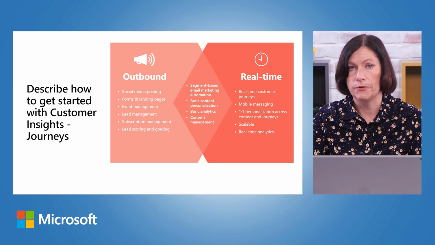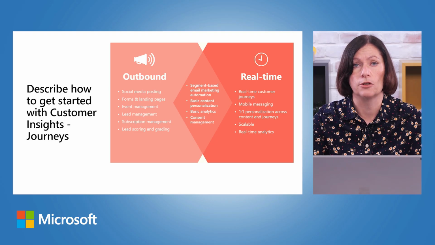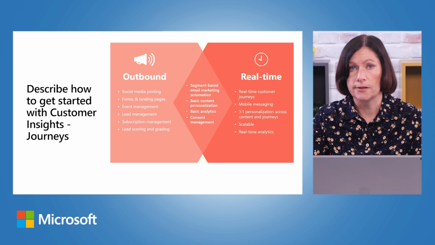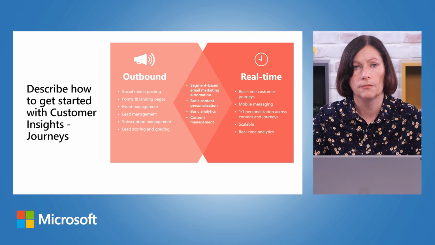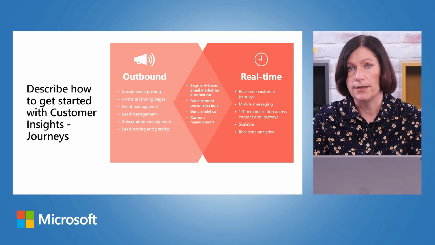Outbound marketing thrives in business-to-business marketing automation. You can send emails and newsletters, create forms and landing pages to capture leads that you score, grade, and then hand off to sales. It also has a great feature for managing in-person events and webinars that includes seamless integration with Microsoft Teams. Out-of-the-box outbound marketing provides email and social channel capabilities, but you can also build your own custom channels. Outbound marketing is a great way to connect your marketing and sales processes.